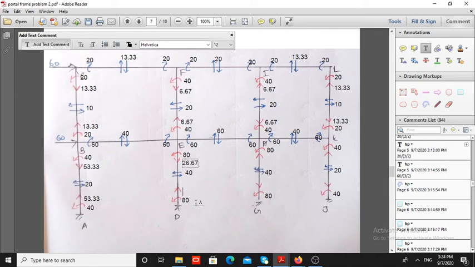And here also the value is 60 downward, 40 upward, 6.67 downward. So the value is 26.67 upward. Same value is also here, 26.67 upward. Here 40 downward, 13.33 downward. So the value is 53.33 upward.